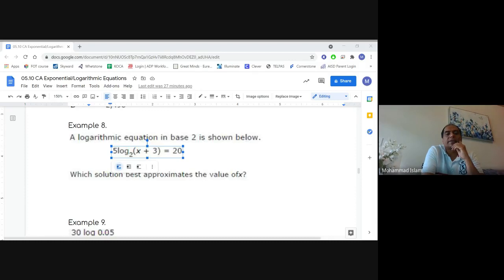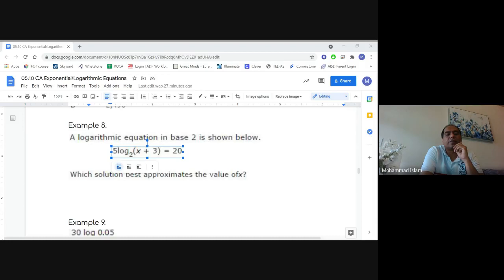What do we do next? Can anyone tell me what we do next? We simply get rid of the log. We change it to an exponential form. So we take this 2 to the other side, and 4 becomes the power. So 2 power 4, and then we write x plus 3 here. Yes, thank you, Valeria. So 2 power 4 is 16. So that is equal to 16.